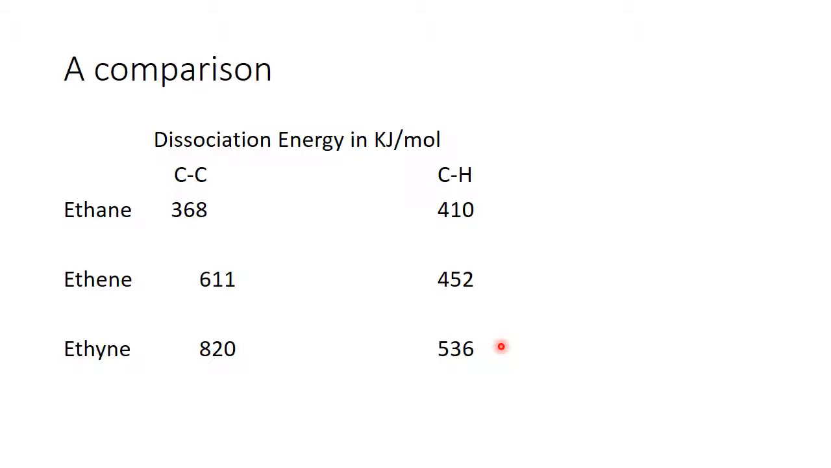But we also see that the carbon-hydrogen bond strength is increasing. Why is that? That's because you're going from an sp3 hybrid to an sp2 hybrid to an sp hybrid in the carbon-hydrogen bond. And so you're getting lower and lower energy, so making a stronger and stronger bond.